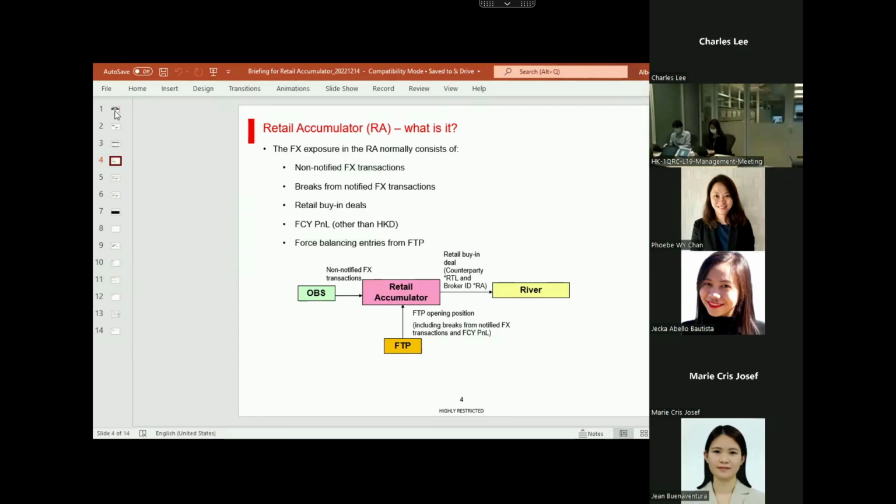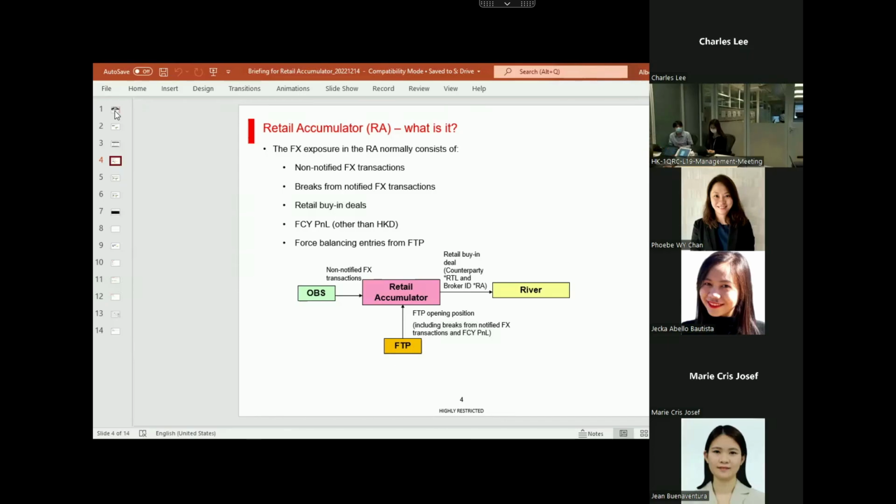The P&L impacts the exposure in retail accumulator because P&L can be in non-functional currency. You can have P&L in Aussie dollars, US dollars, Japanese yen, CNY, CNH, whatever. All this P&L in non-functional currency creates FX exposures in the bank. That's why we want a centralized view to accumulate these FX exposures and get them managed separately. Right now, this role is handled by the FX desk.